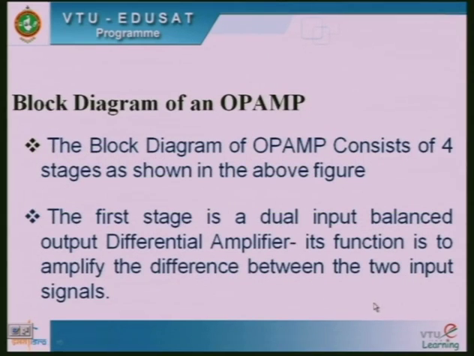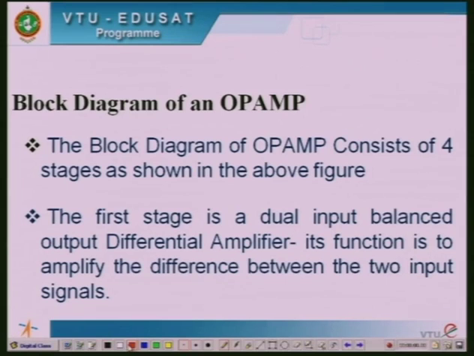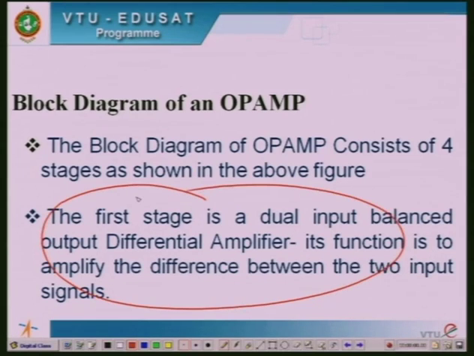The block diagram of an op-amp consists of 4 stages shown in the above figure. The first stage is a dual input balanced output differential amplifier. Just write this. What is its function? Its function is to amplify the difference between the 2 input signals. Next.